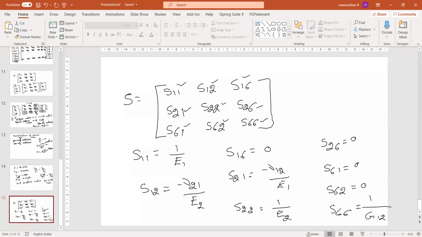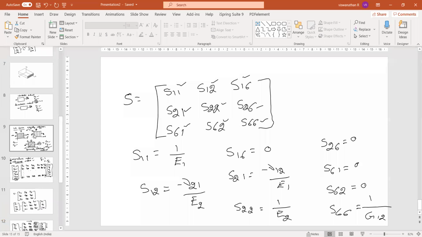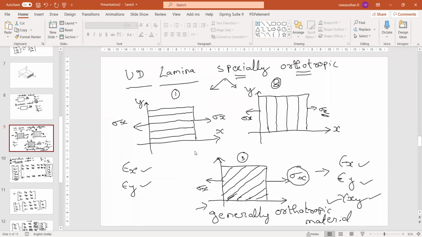Okay, so coming back to the PPT. Where were we? Yeah, this one. We said there are 2 types, specially orthotropic and generally orthotropic. Specially orthotropic is when the fibers are aligned at 0 and 90 degrees to the direction of the stresses, the x and y axes. If it's at any other angle, then it is generally orthotropic.